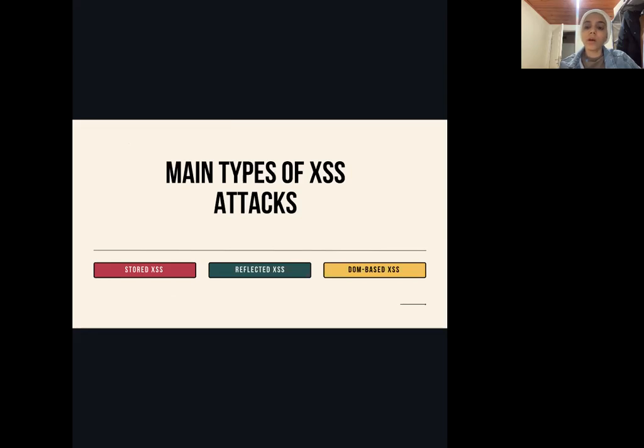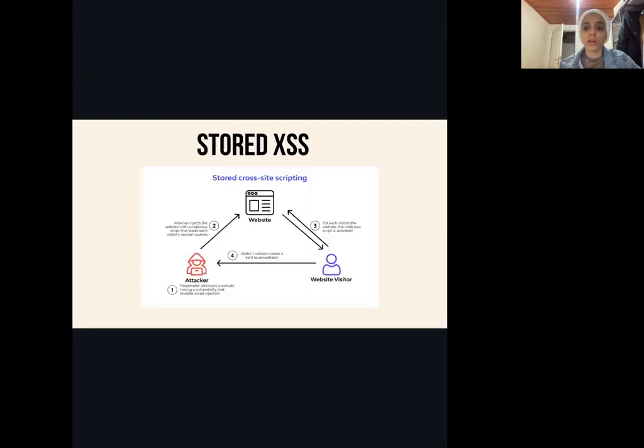So we have main types of XSS attacks, of which there are three types. The first one I'm going to speak about is stored XSS. This one occurs when the attacker injects the malicious code into a web page that is then stored on the server and served to all users who view that page. This type of attack is particularly dangerous because the malicious code remains on the server and continues to affect users even after the initial attack.